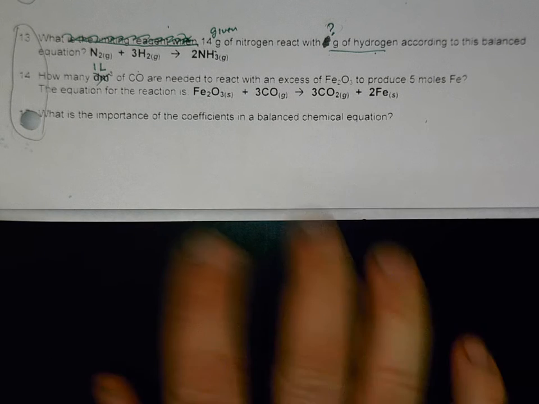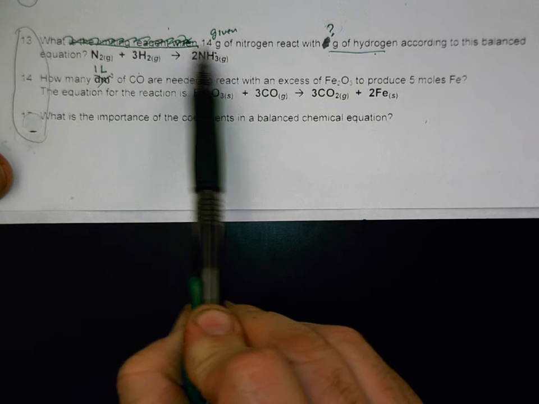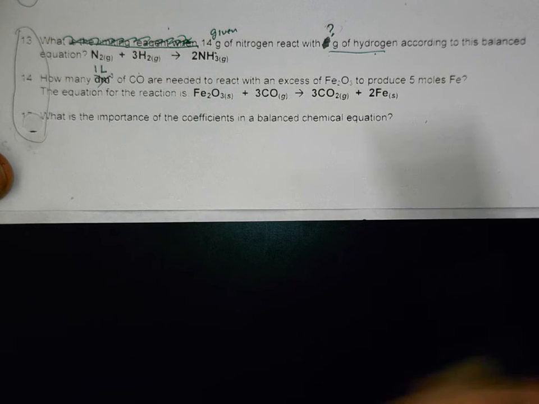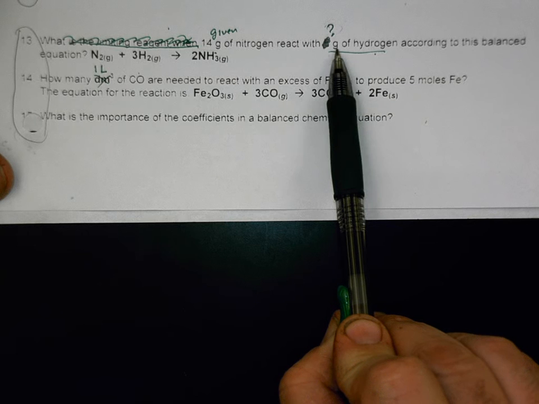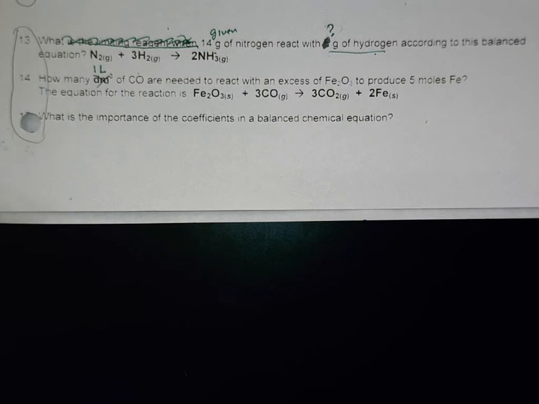So this one we had to modify a little bit because in the question we had you cross off this first part. So this is our given, 14 grams of nitrogen, and we're looking for how many grams of hydrogen. So sorry for the little bit of confusion. We had a problem there from another time.